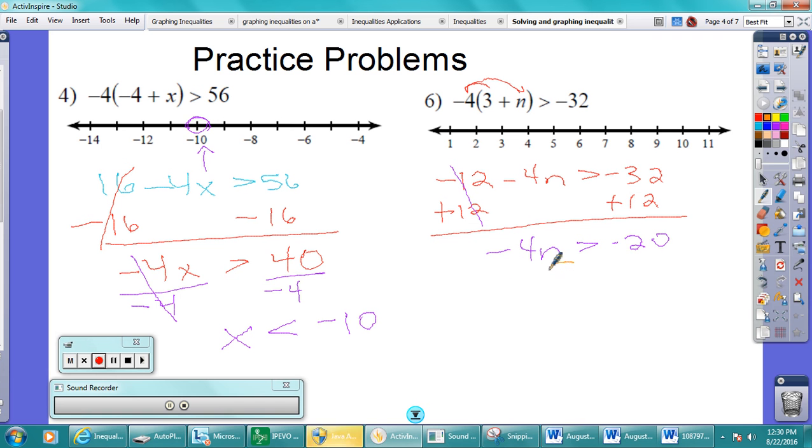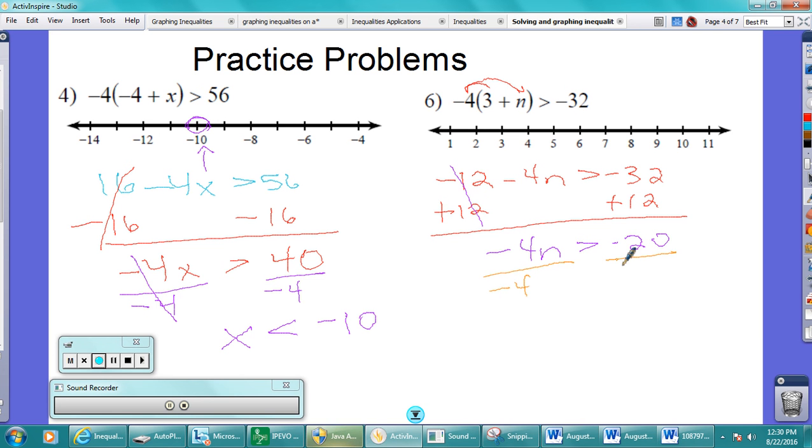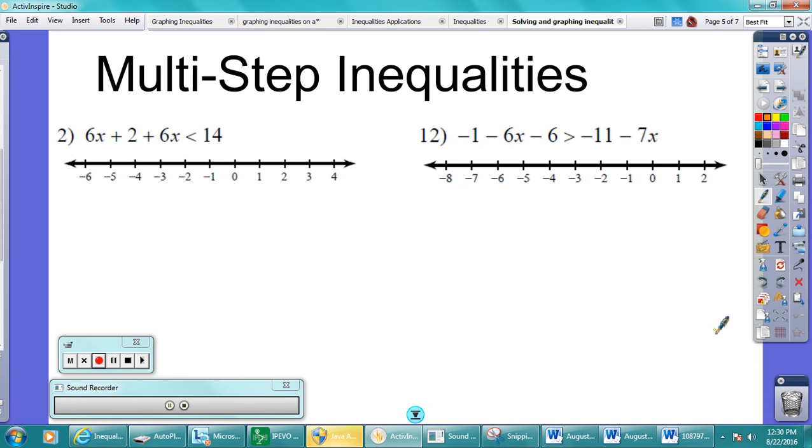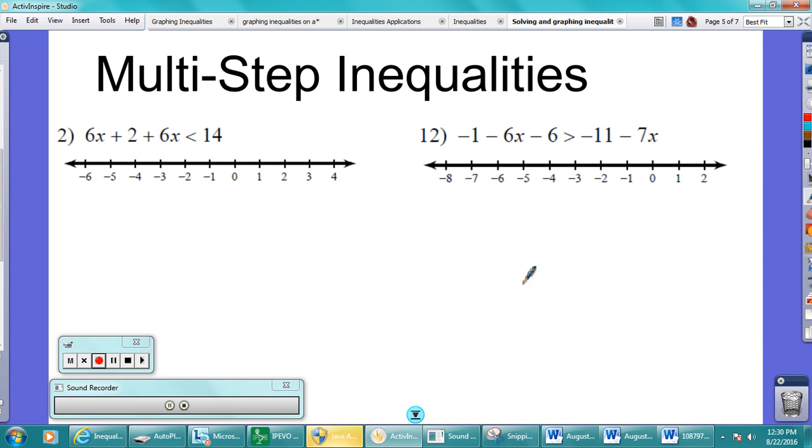Again, I am dividing by a negative. So I flip the sign. Negative divided by negative is a positive. 20 divided by 4 is 5. So then I go up to my number line, I find 5. I have less than, so it's open circle. And then I go up to my original problem, I plug in a number, and I see which way my arrow is going to go. And we'll stop there, and we'll use these in class tomorrow.